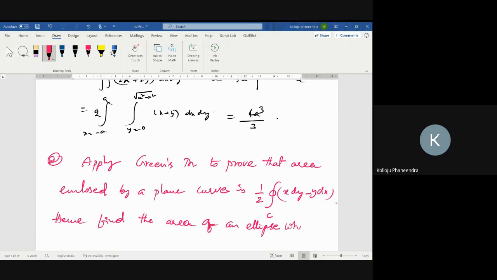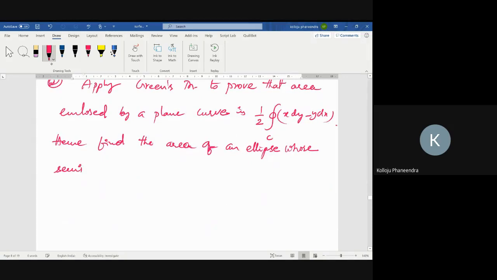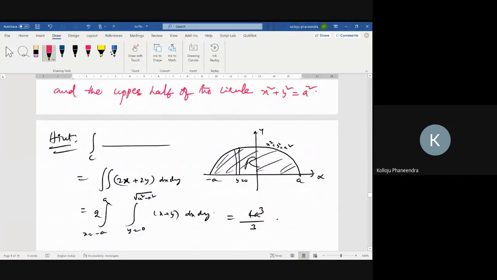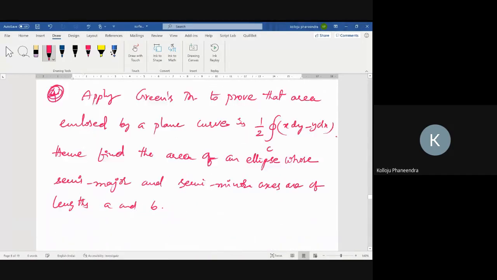The ellipse whose semi-major and semi-minor axes are of lengths a and b. What is the ellipse equation? x square by a square plus y square by b square equals 1. That's it. How many problems? Four problems are assignment.